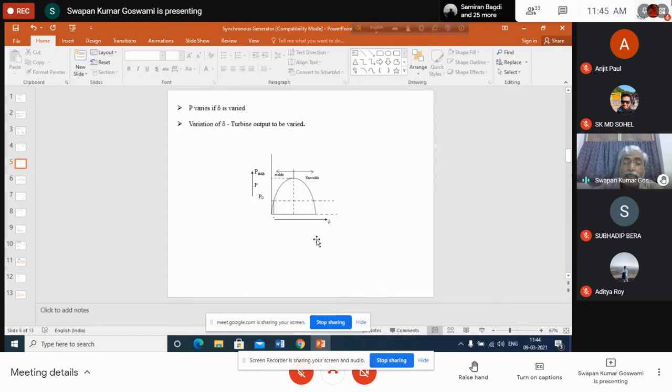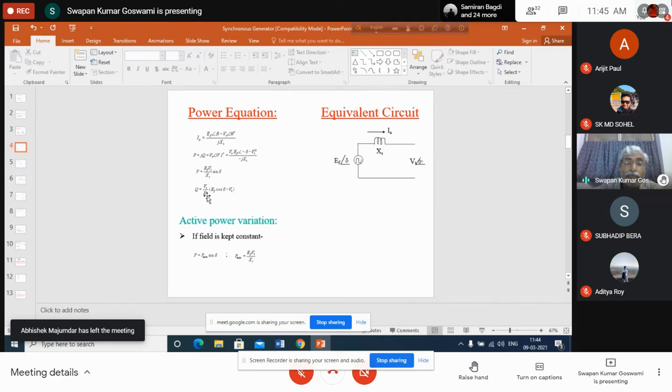Now let's see the reactive power expression. What is Q? Q is Vt by Xs. Vt is the terminal, infinite bus voltage. Even if you are varying the reactive power output of the generator, the infinite bus voltage is constant. It is the terminal voltage of the generator as well. Since the generator terminal is tied with the infinite bus, as the infinite bus voltage is constant, the generator terminal voltage is also constant.